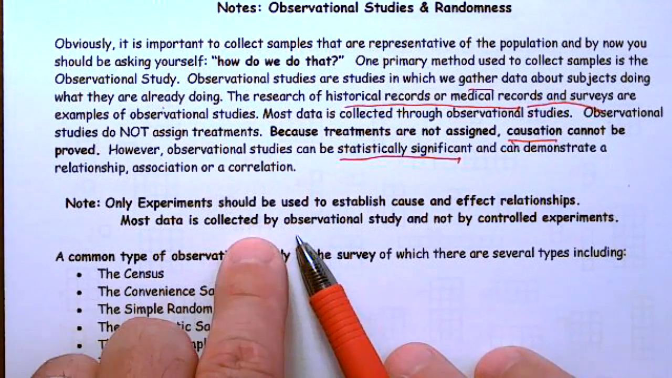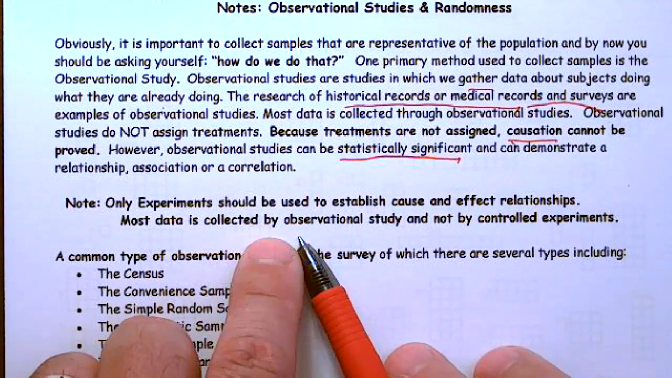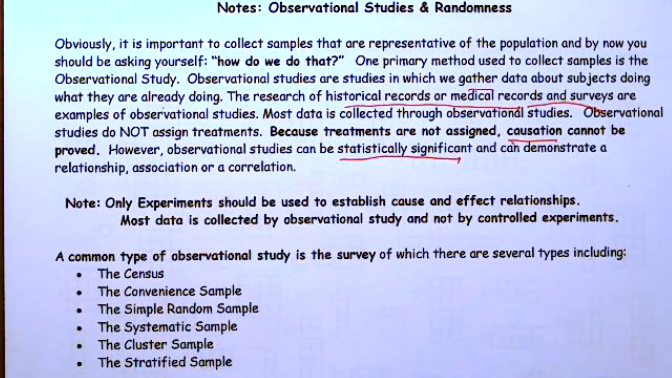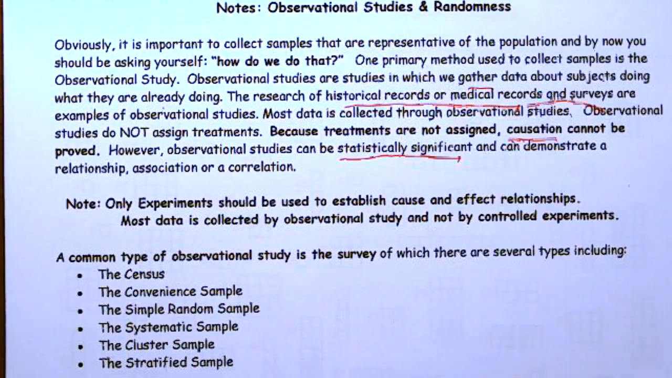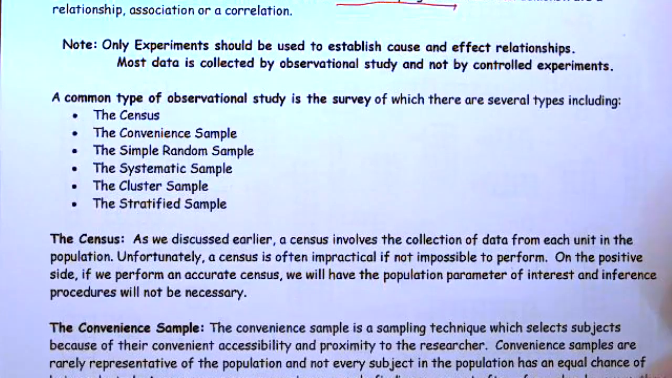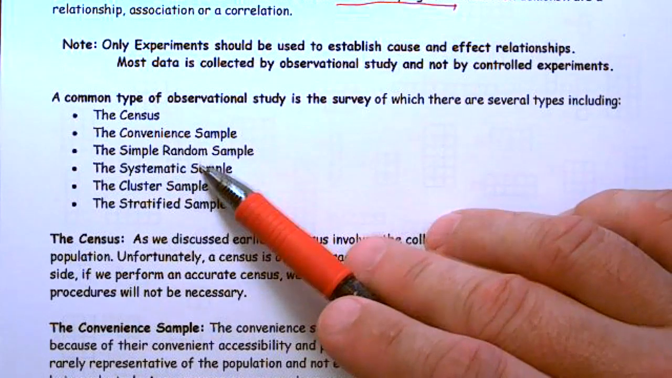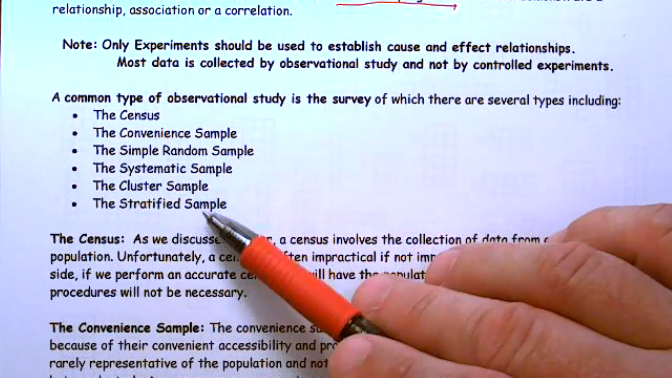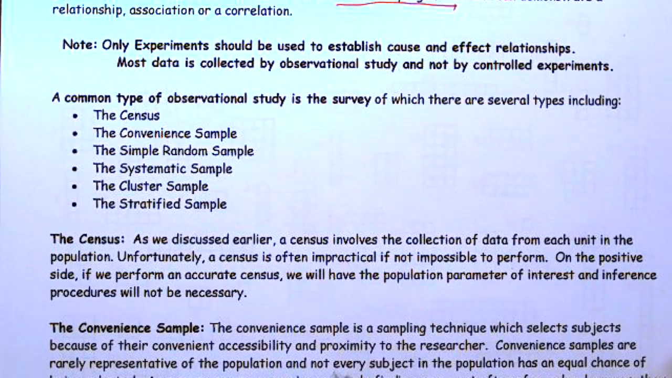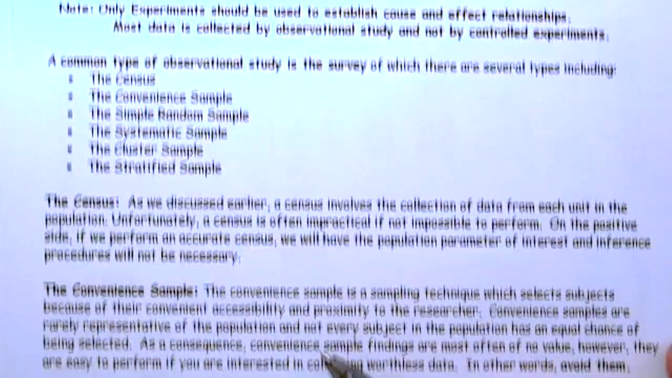Again, most data is collected by observational study and not by controlled experiments due to time, ethics, etc. We'll talk about that in another video later this week. The most common types of observational studies are the census, the convenience sample, the simple random sample, the systematic cluster, and stratified samples. We're going to take a look at all of those in multiple videos.